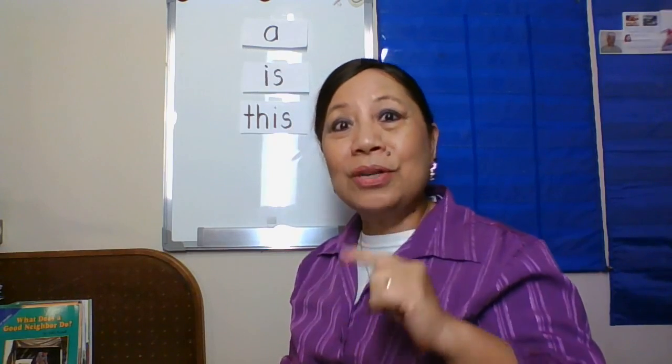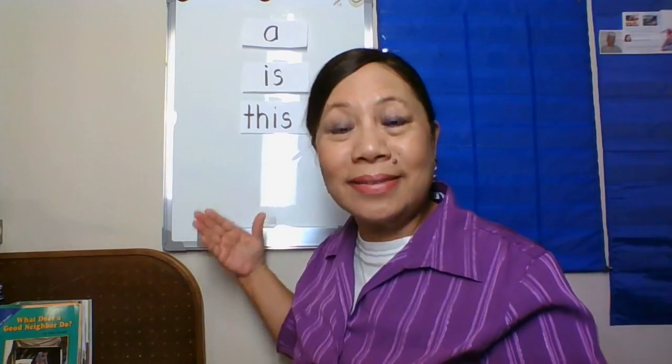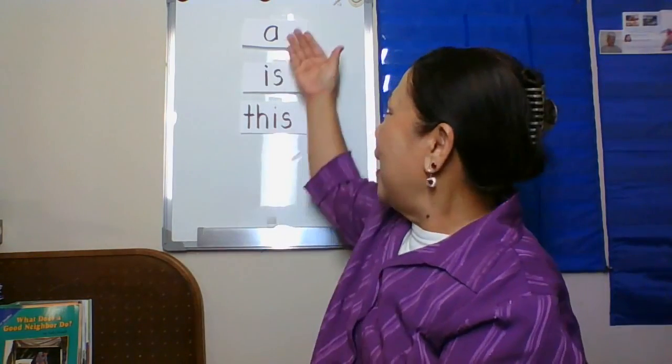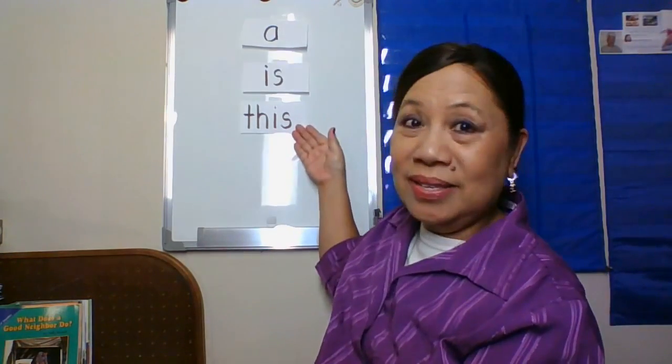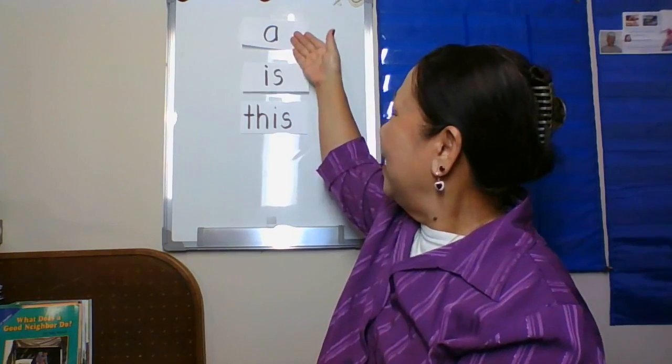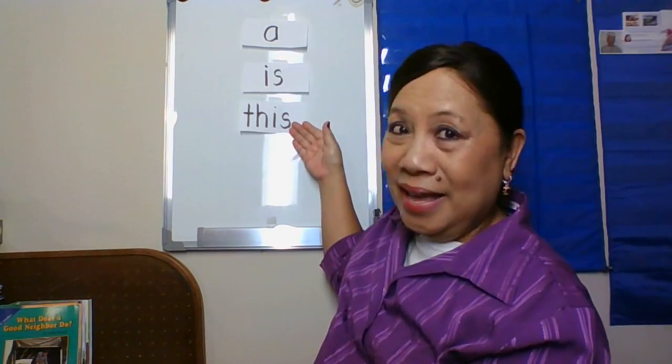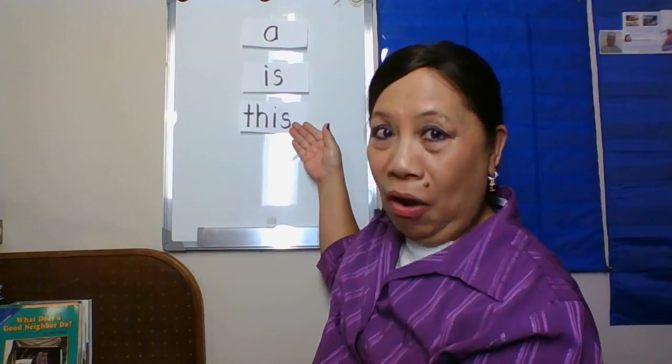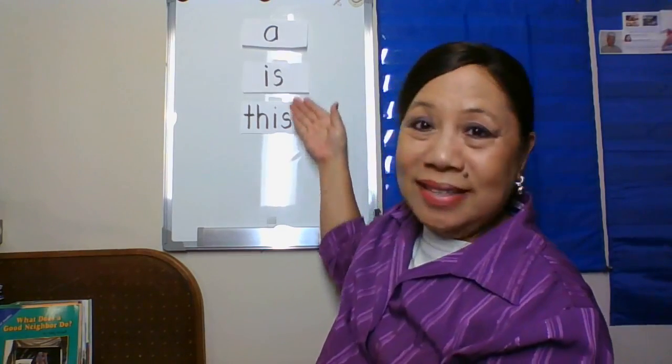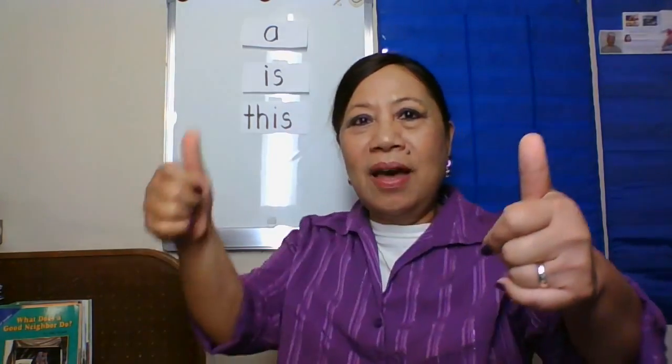That's how we learn. We have to learn it and go over it over and over so that we become familiar with all the letters and the sounds. Let's do it. A is this. Your turn. Did you get it? Of course you got A is this. Very good job. Thumbs up.